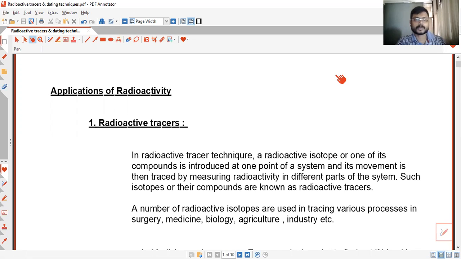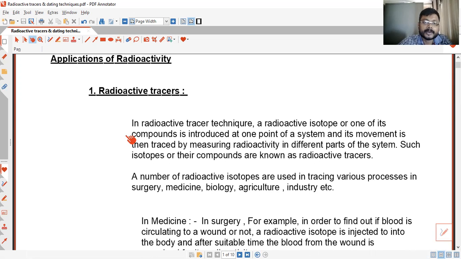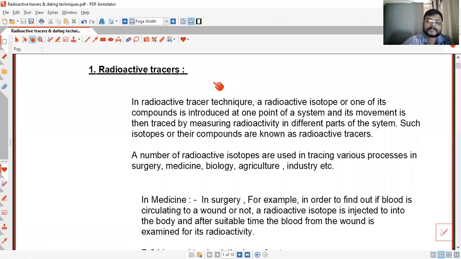Welcome to our next topic. We are going to discuss applications of radioactivity, and one of the important applications of radioactivity is radioactive tracers, or tracing techniques. What do you mean by radioactive tracer technique or radioactive tracers?